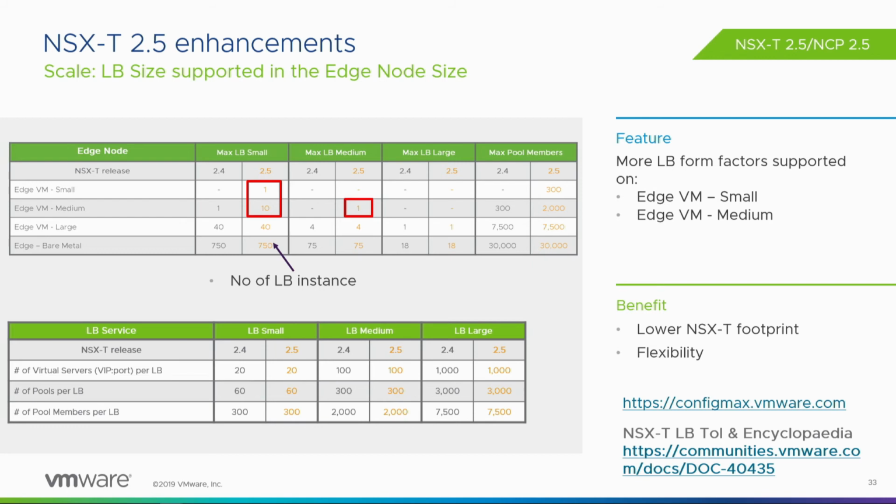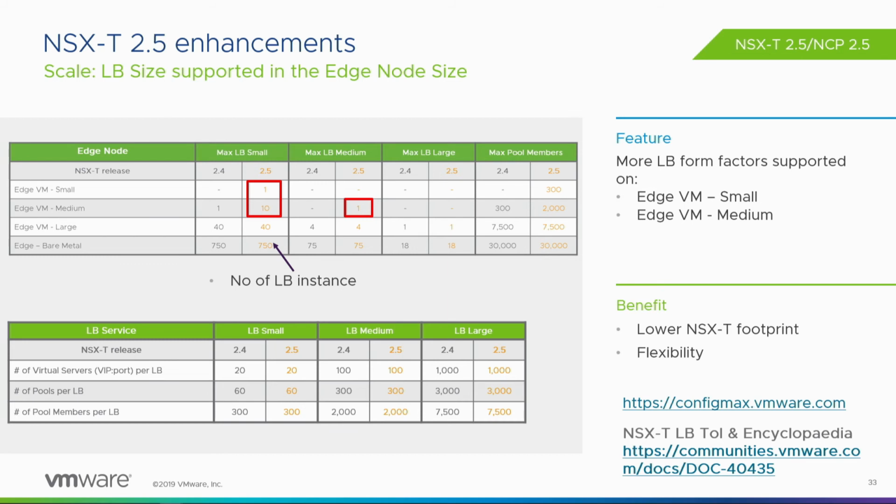Previously in 2.4, especially when you are doing a proof of concept, you create a small HVM, you do not have much resources, you can't even spin up a load balancer instance, right? And in NSX-T 2.5, we changed that. We allow you to create one load balancer instance now, okay?